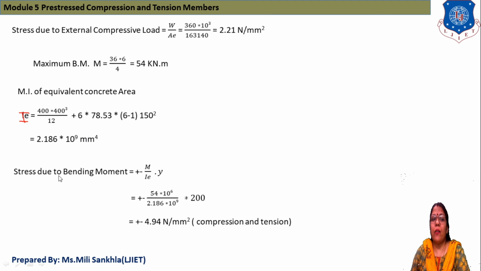Then next we find out stress due to bending moment, that is plus or minus M by I into Y. Okay, and after solving that we get plus or minus 4.94 Newton per mm square. First value is compression, second value is tensile. Here stress due to bending moment we found out. Our example is complete. In the next session we start with a new topic. Just now we stop.